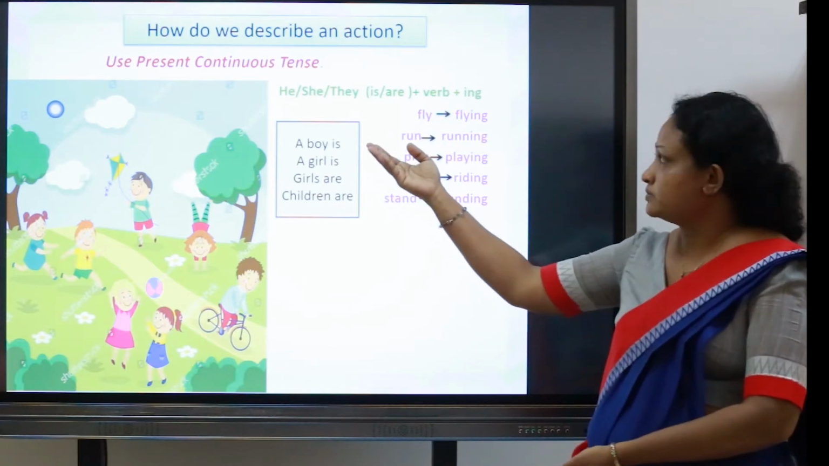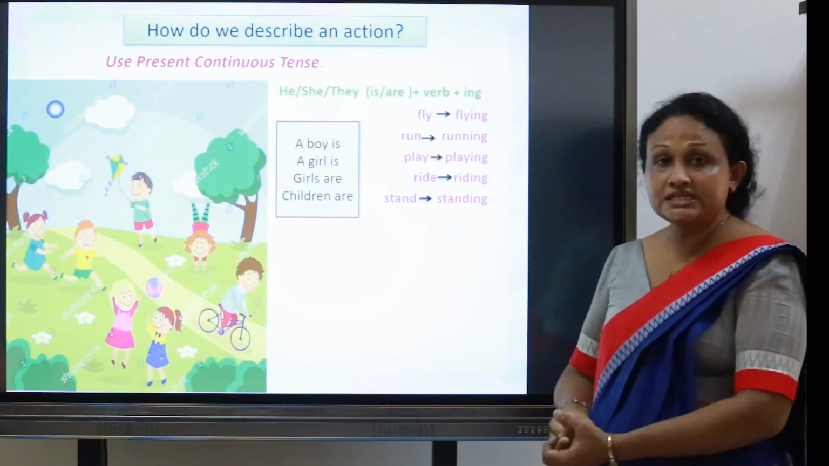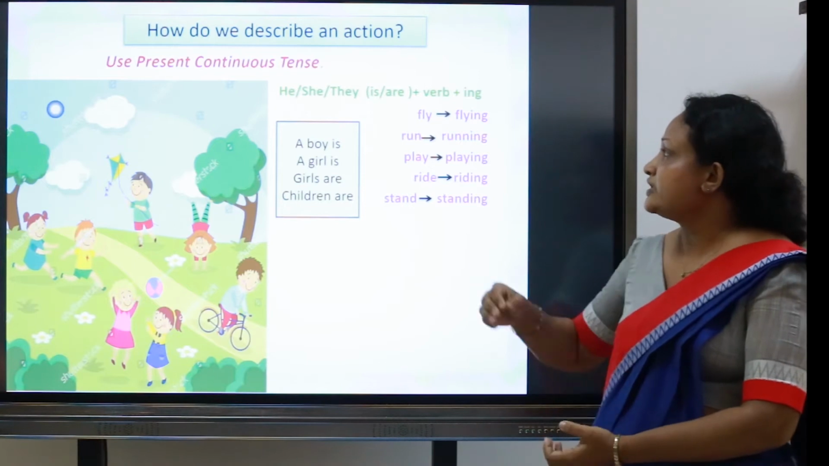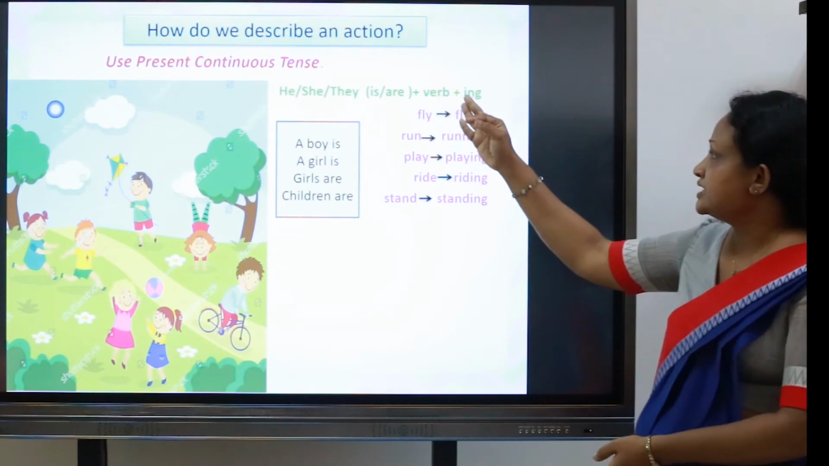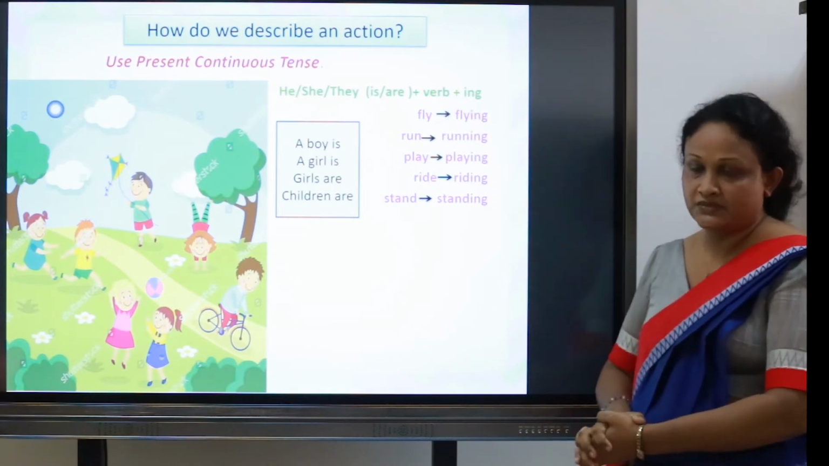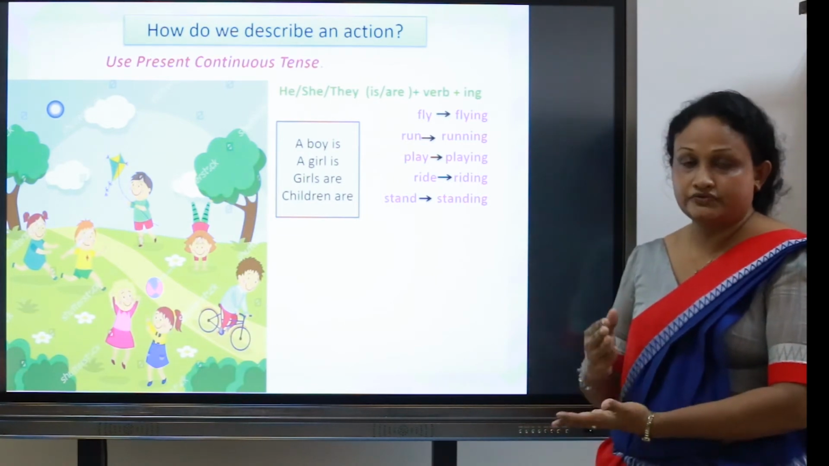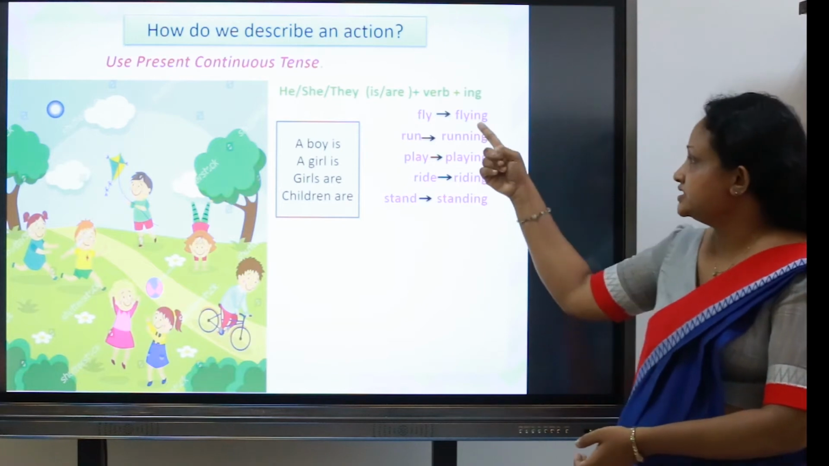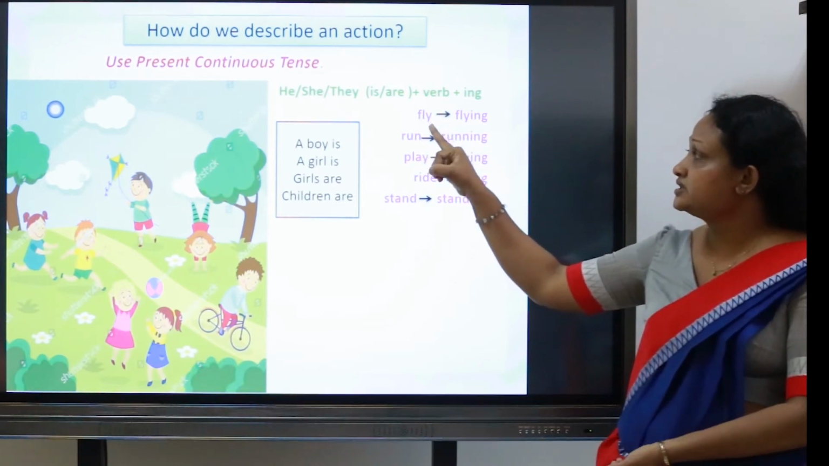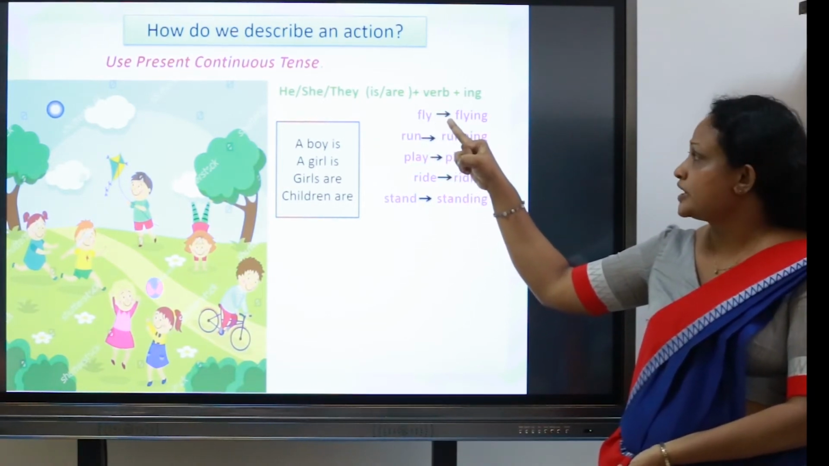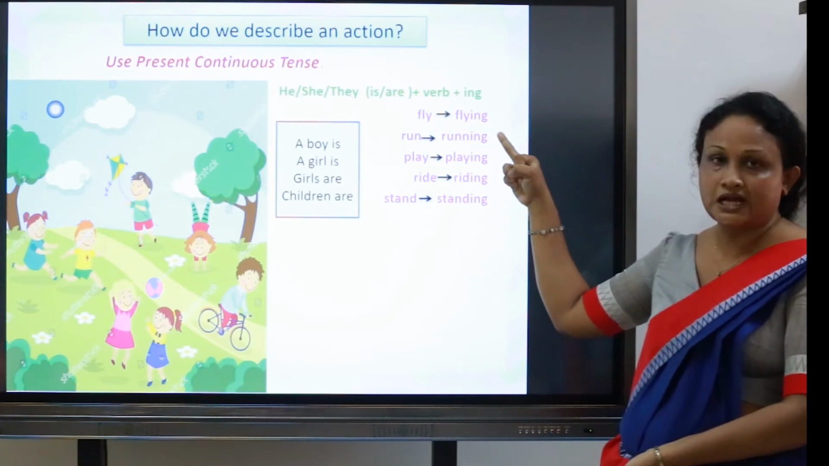With singular forms or with singular subject, we have to use is, and with plural subjects or the plural people, we have to use are. And with that, we have to use the ing form of the main verb. That means if there are some children playing, with that verb play, we have to put ing at the end of the verb. Here I have mentioned, if you take the verb fly, you have to add ing at the end of the verb, so it will be flying.